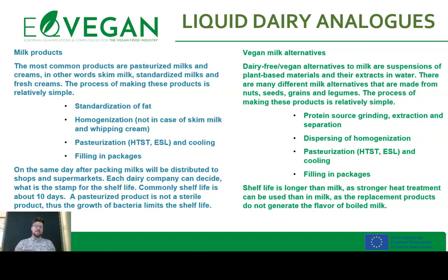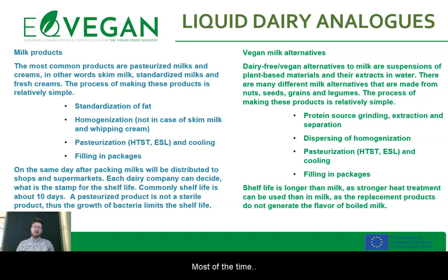If you look at the vegan milk alternatives, these are suspensions of plant materials and their extracts in water, and there is quite a lot of variety in the source material. You can have soy, oats, nuts, almonds, legumes, and of course some Swedes have also made a milk from potato.